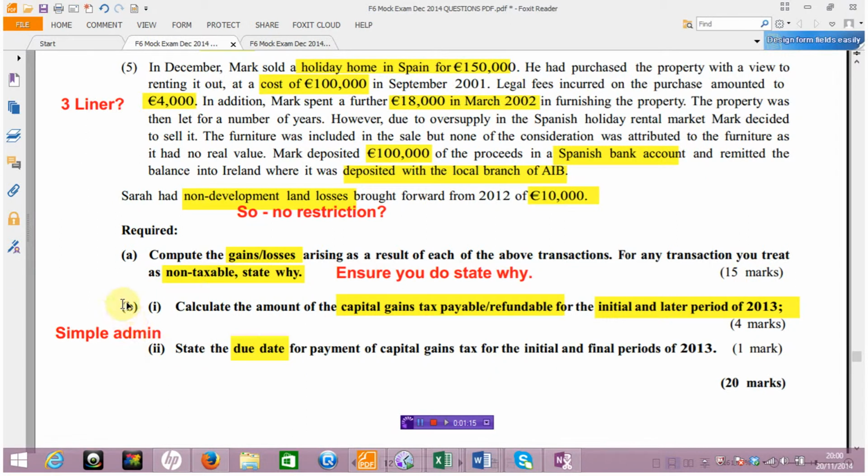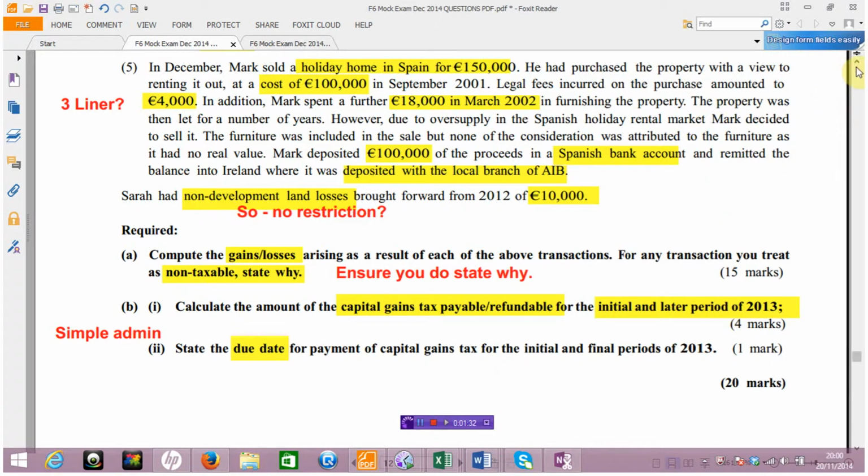Okay. Second part is just really admin, which I won't focus on too much. Fairly straightforward. We know that the tax year for CGT purposes is split into 2, and they've asked you to see if you can recognize what's payable and indeed when, based on those 2 split periods.